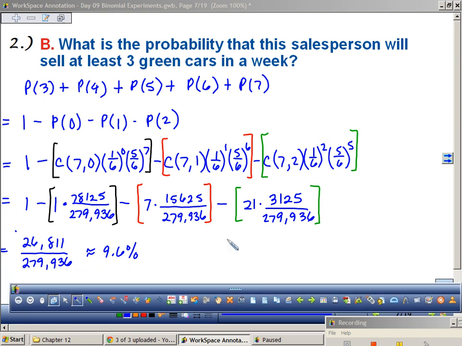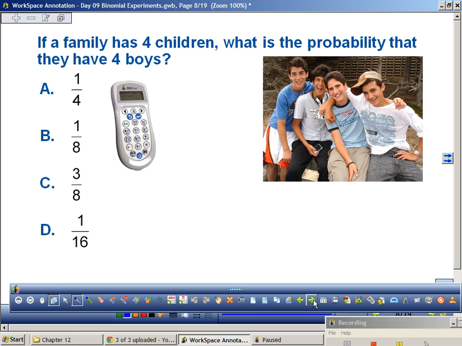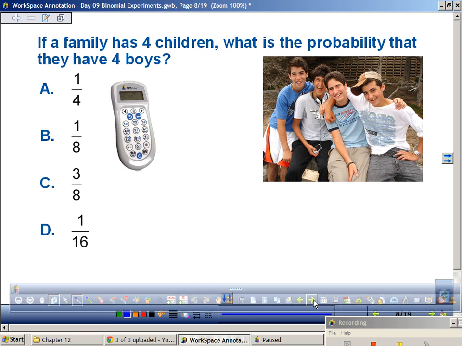Okay, do I need to keep this on the screen for you? Yes. Okay, I'll let you guys have some time to copy. Okay, so why don't you guys try this one? If a family has 4 children, what's the probability to have 4 boys?